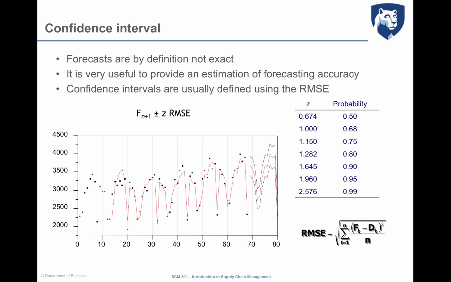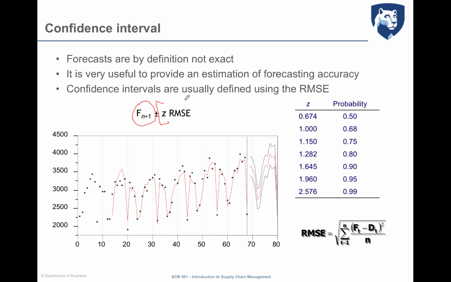Just a comment: when we talk about accuracy, bias, and so on, it's linked to the fact that forecasts are by definition not exact. So when you give the forecast, you don't just give a number, but what we call a confidence interval. It's useful to provide the value that comes out from the model, but then also a range within which this value can vary and fall.